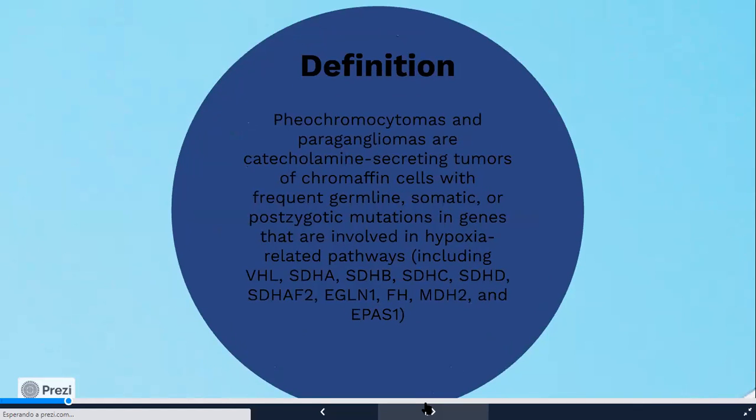Pheochromocytomas and paragangliomas are catecholamine-secreting tumors of chromaffin cells with frequent germline, somatic or post-zygotic mutations in genes that are involved in hypoxia-related pathways, including VHL, SDHA, SDHB, SDHC, SDHD, SDHAF2, EGLN1, FH, MDH2, and EPAS1.